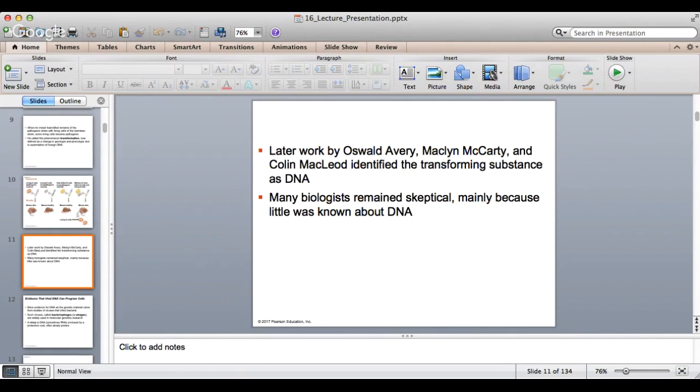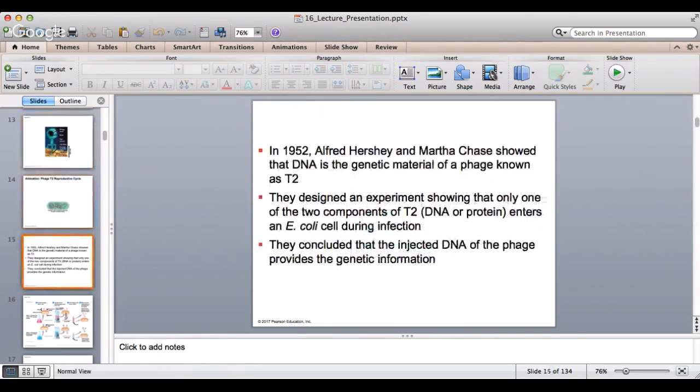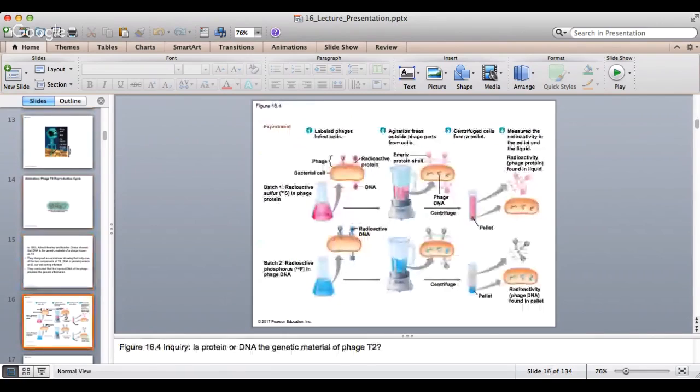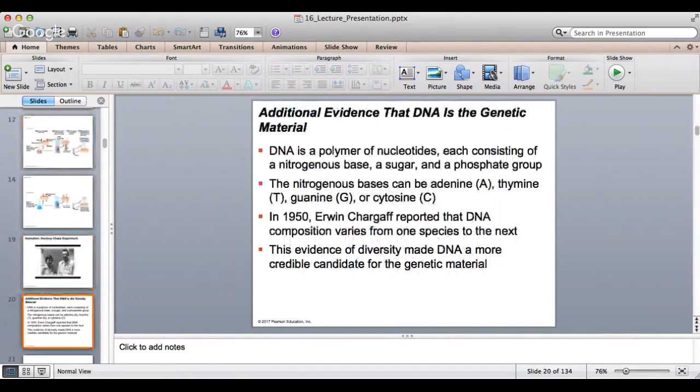We had Avery, McCarty, MacLeod. They all helped us go through that process of learning what DNA was. We're still just trying to figure it out at this point. So you guys, the first 40 slides, that's all about what the DNA was, how we came to understand what DNA was. So you guys blow through that at your own pace.